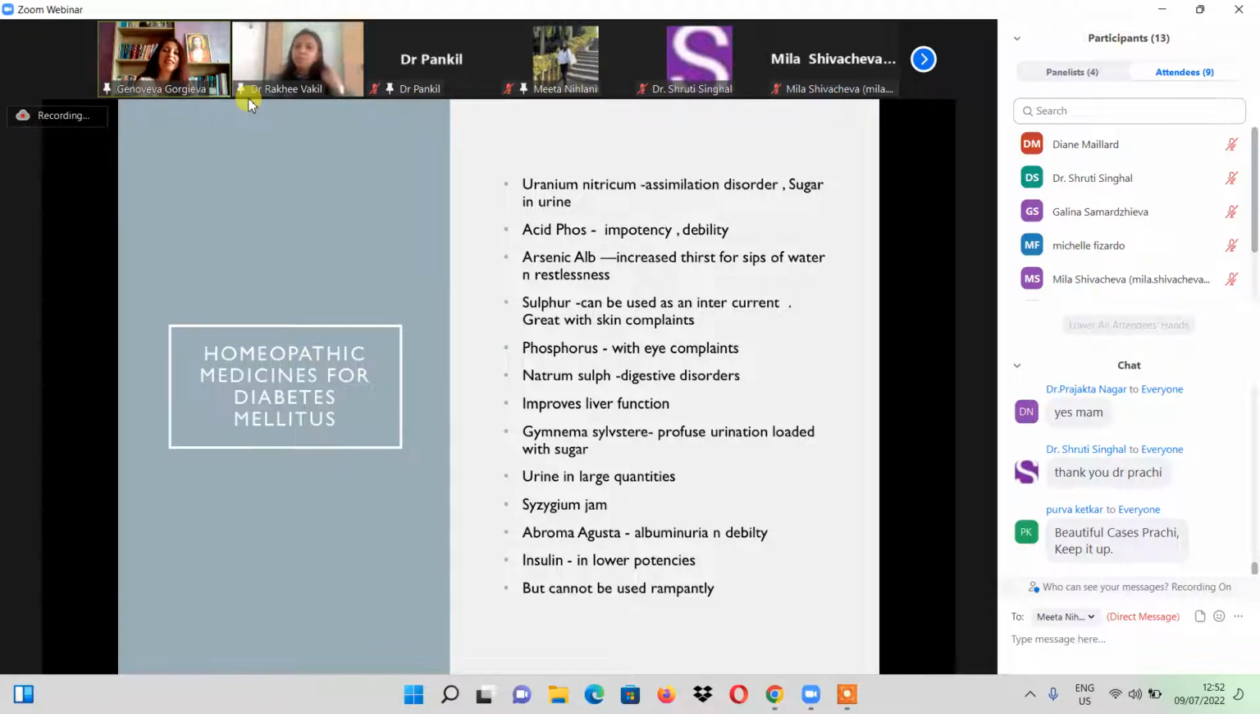Sulfur is used as an intercurrent, very good with skin complaints. I recently had one patient of diabetes, and she had a very, very red anus with piles. She had ulcers in her mouth. Her diabetes was not under control, and just a few doses of sulfur, within 3 days, her redness of anus has completely gone. Her ulcers of the mouth have reduced.